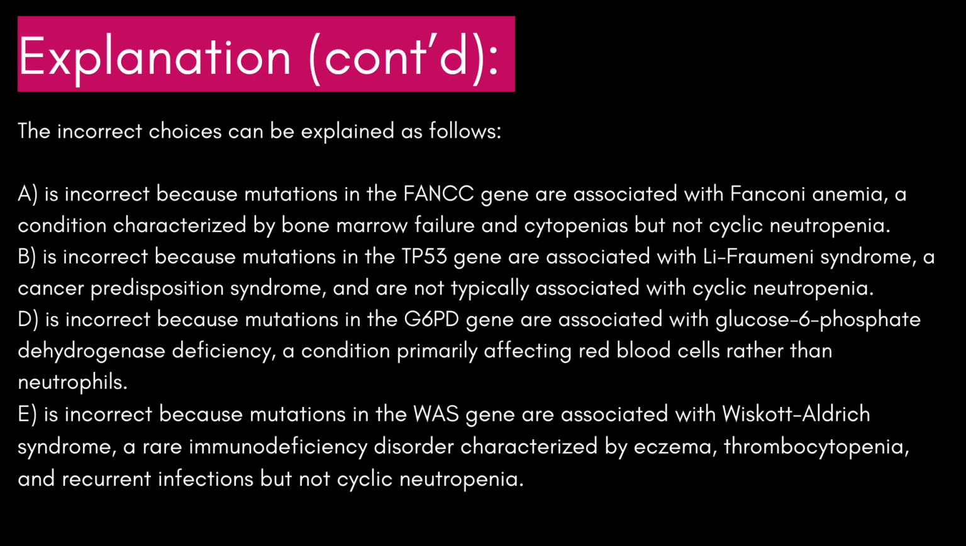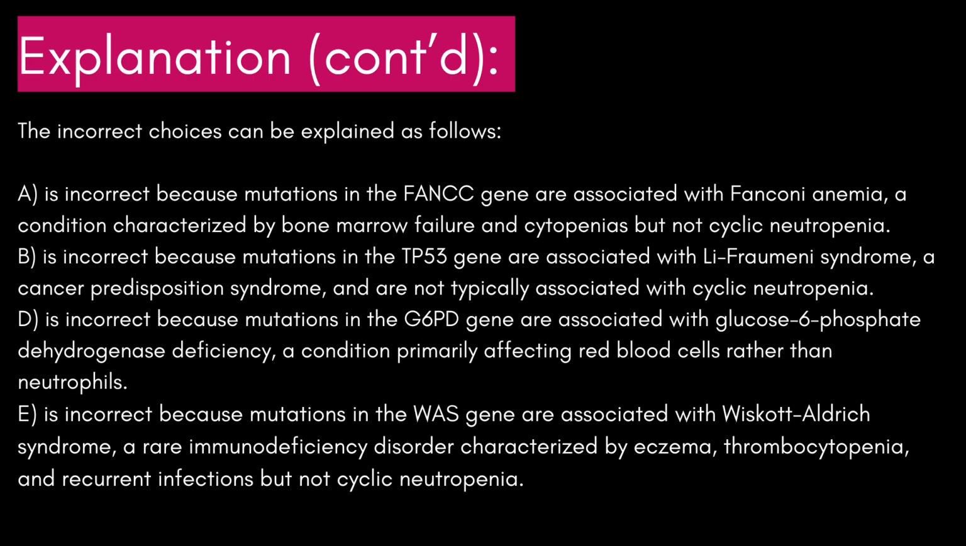B is incorrect because mutations in the TP53 gene are associated with Li-Fraumeni syndrome, a cancer predisposition syndrome, and are not typically associated with cyclic neutropenia. D is incorrect because mutations in the G6PD gene are associated with glucose 6-phosphate dehydrogenase deficiency, a condition primarily affecting red blood cells rather than neutrophils.